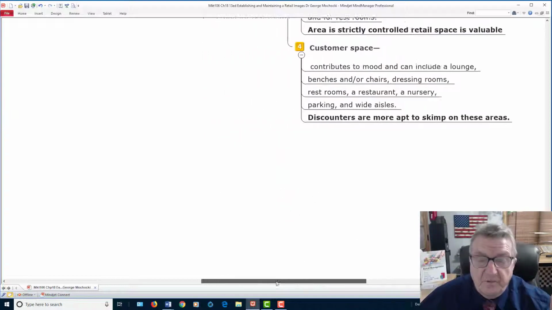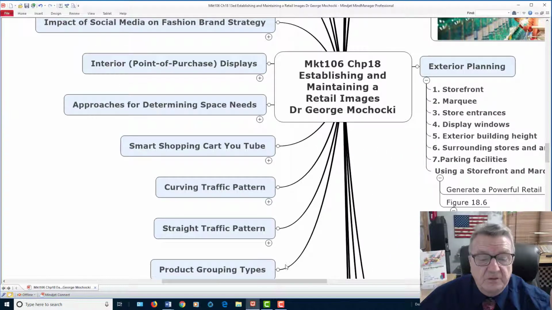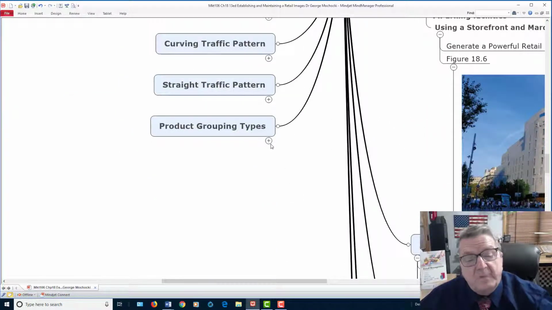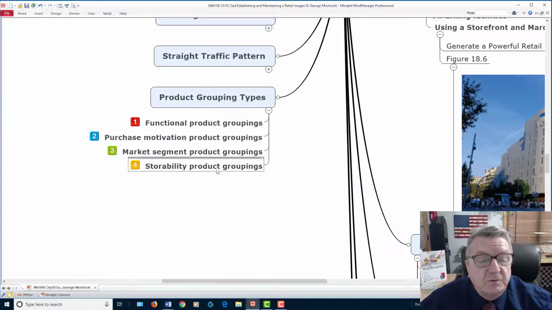Okay, now remember, I'm not going into this. It's an overview. You read the book, all right? But at least you have a general idea. Okay, now the other thing: product grouping. How are you going to group your product? Functional grouping, purchase motivation grouping, market segmentation grouping, and storability.